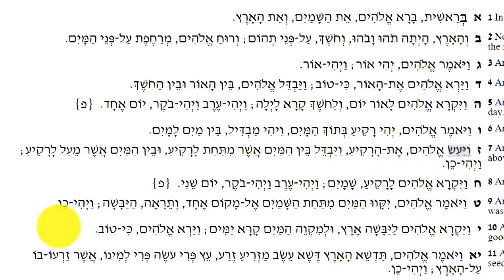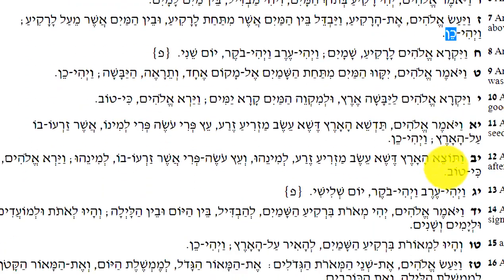V'ya'as Elohim, and God made. La'asot in Hebrew has the three word root ayin and shin, and then I think a hey, which means to do. Elohim we've had as God. Et harakia, rakia we had before, meaning firmament. V'yavdel, that means to separate again. Ben, between hamayim, mayim is water. Asher mitachat larakia, rakia we had is firmament. Uven, between hamayim, let's put uven because it's coming up a lot. Hamayim is water. Asher ma'al larakia, that was on top of the firmament. Vayihi chen, and it was so. And we've had vayihi before, and chen means it was so.